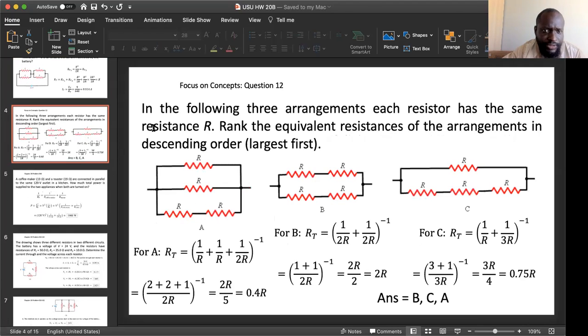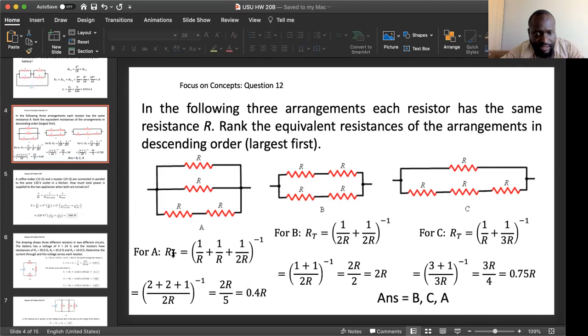Now we go to focus on concept question 12. It says in the following 3 arrangements, each resistor has the same resistance R. Rank the equivalent resistances of the arrangement in descending order, largest first. So this one we can easily do. You can do product divided by sum for these first 2, and then with the result do another product divided by sum, but it will be too long. So I'll do the traditional way for you to understand, for those of you that are still trying to understand product divided by sum for 2 parallel resistors.